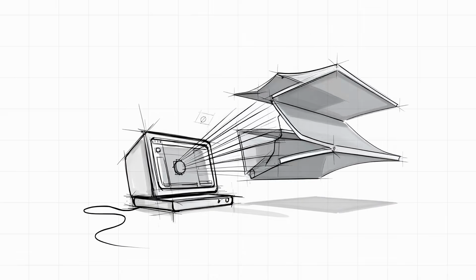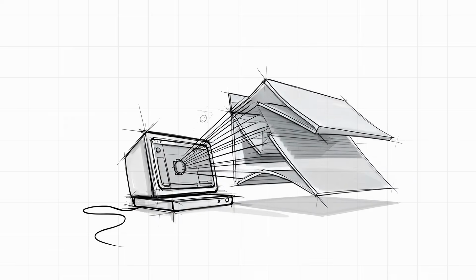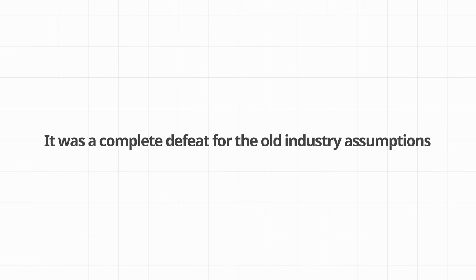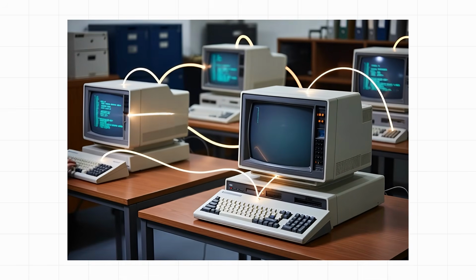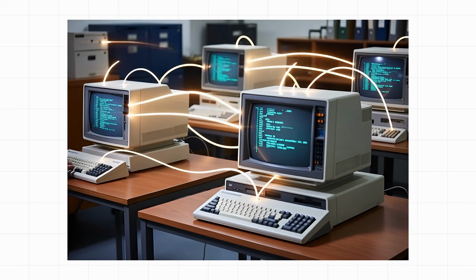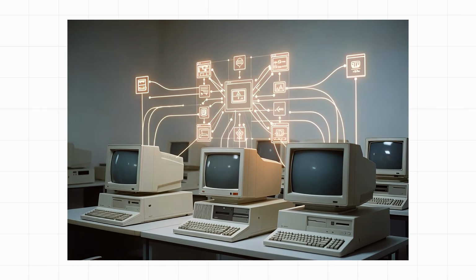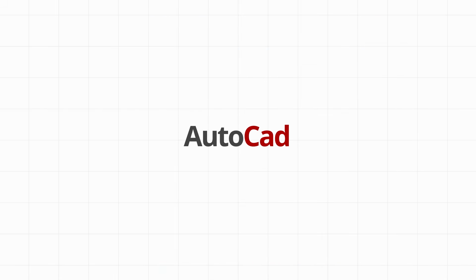AutoCAD not only ran, but ran fast. Lines were drawn, edited, zoomed in and out, all on hardware that until yesterday nobody imagined could do such things. This was not just a technical victory, it was a complete defeat for the old industry assumptions. Hardware companies realized one by one, if they wanted personal computers to enter engineering offices, they needed to sell AutoCAD with them. AutoCAD, from a newcomer software, became a PC sales catalyst.